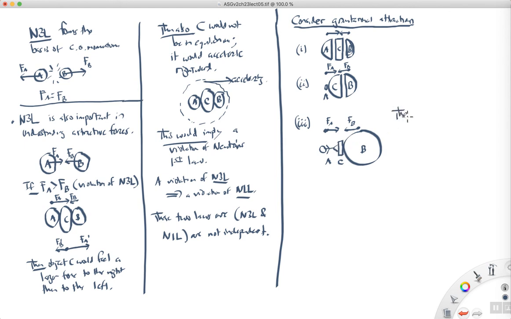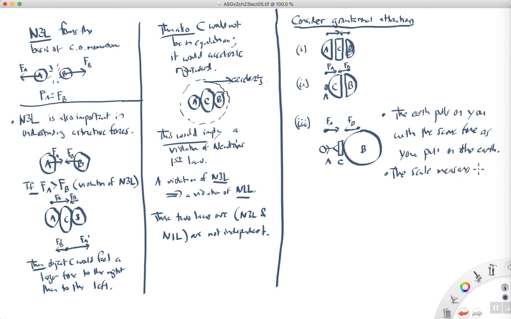In other words, the Earth pulls on you with the same force as you pull on the Earth. That is the implication of Newton's third law. The scale measures this attractive force. It measures either of these forces. So it measures both forces. And it measures the same thing. So you could equally well say that the scale is measuring the weight of the Earth as the scale is measuring the weight of you, which is, I think, a very interesting thing.